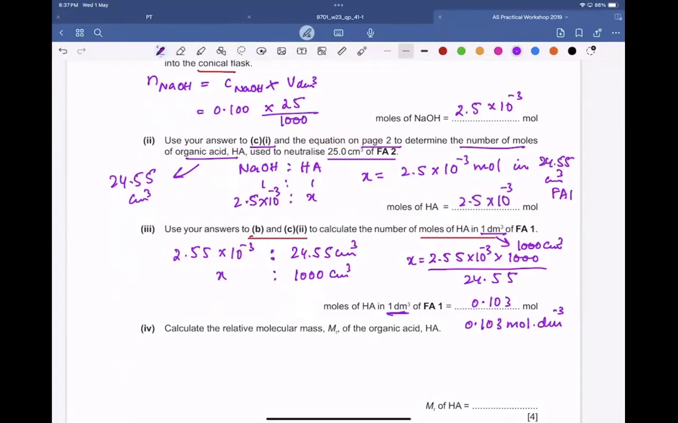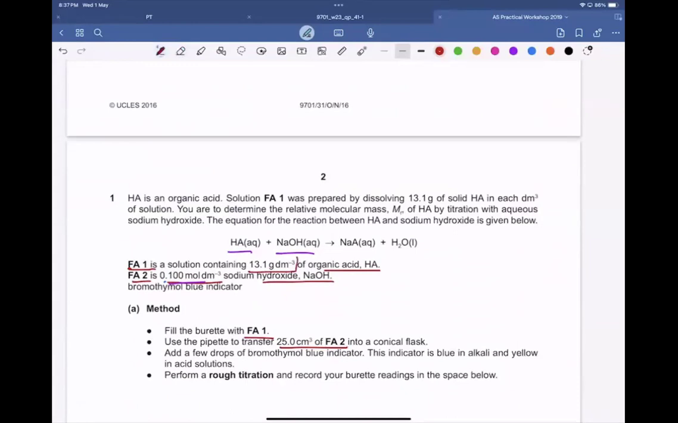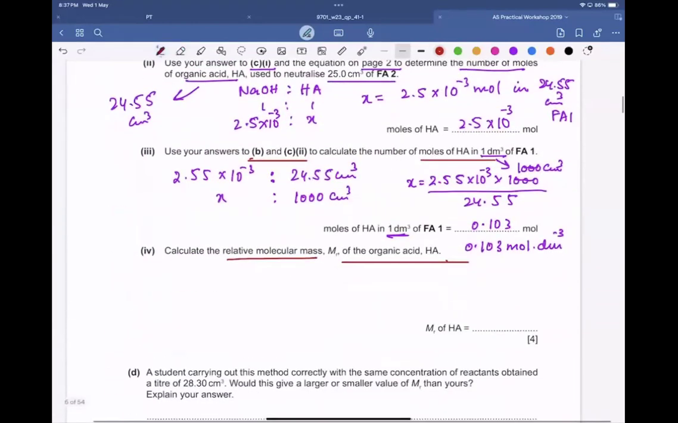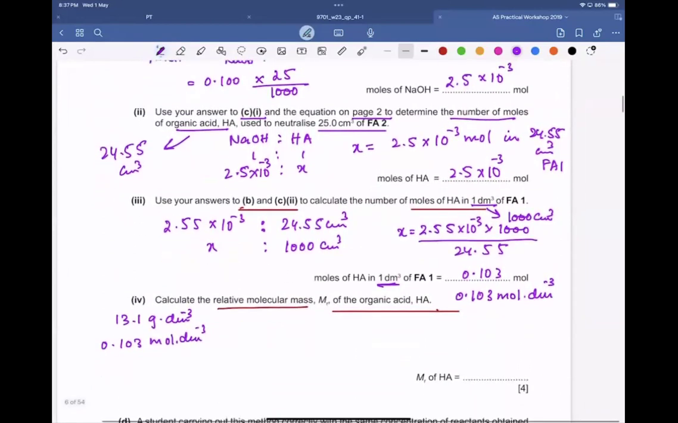Yes. Now what they are saying, calculate the relative molecular mass, MR, of the organic acid HA. So if you see at the start, you will find over here that they have given you the number of grams per dm cube, that it's 13.1 grams per dm cube, and we got that 0.103 moles per dm cube. It means that 1 decimeter cube of a solution contains 0.103 moles, and 1 decimeter cube of solution contains 13.1 gram. So it means this gram and this moles are actually relatable.